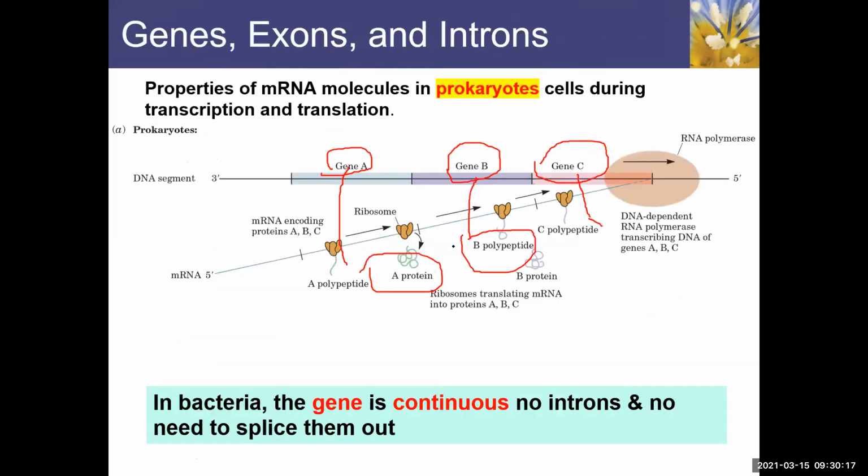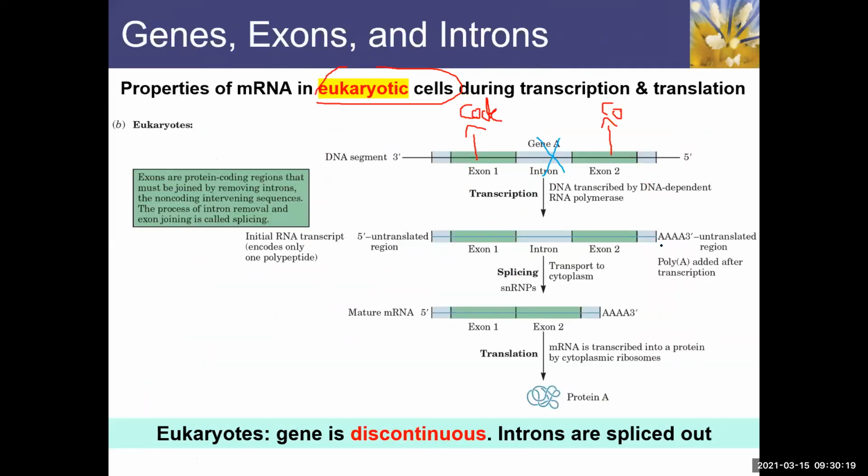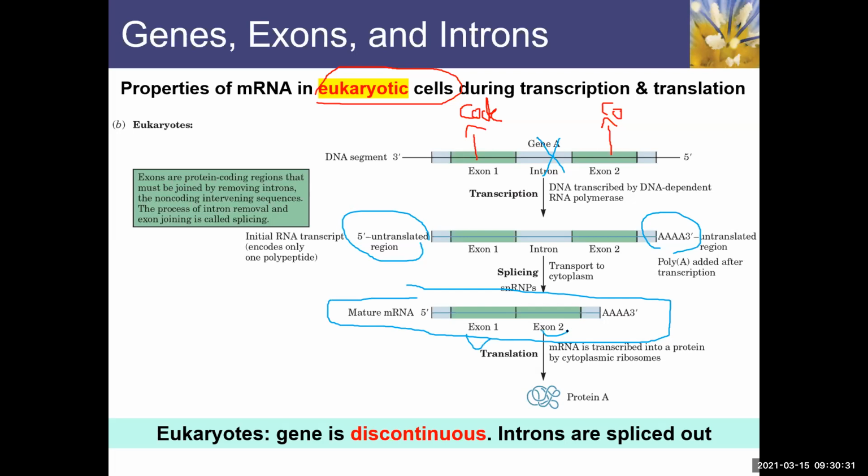So this is the diagram in your book. Look at this. On the 3' end we have the poly A tail, and here we have the cap. And look at this, the final mRNA has no introns. It has just the exons, and it will be sent to the cytoplasm for translation.